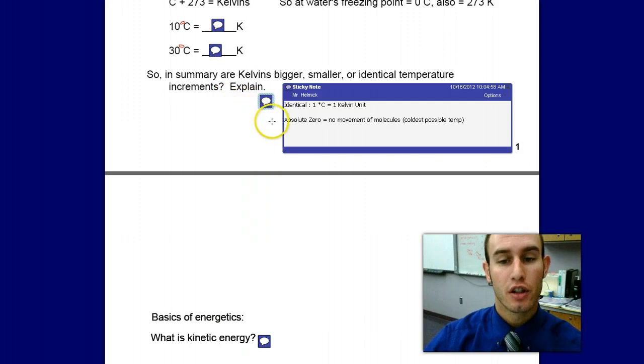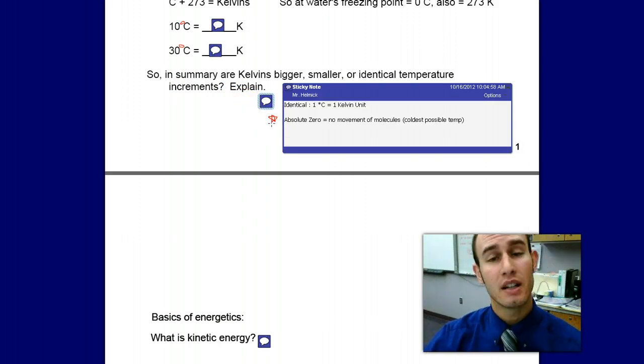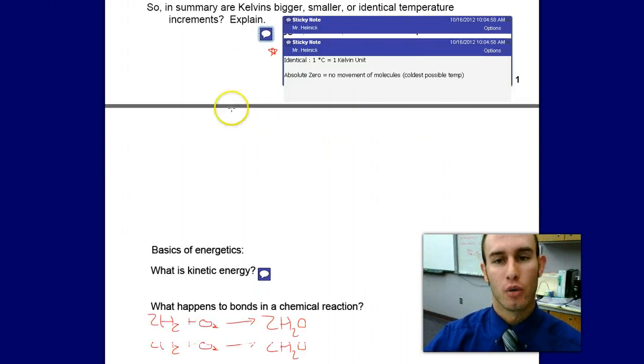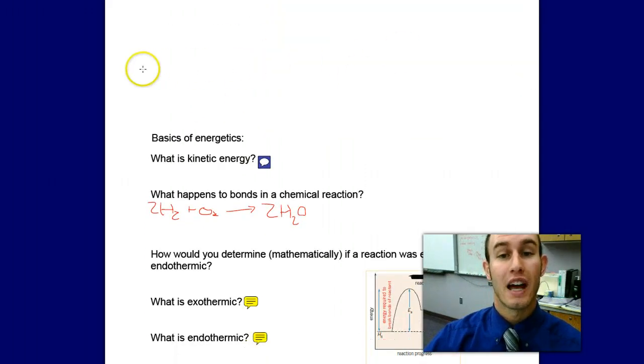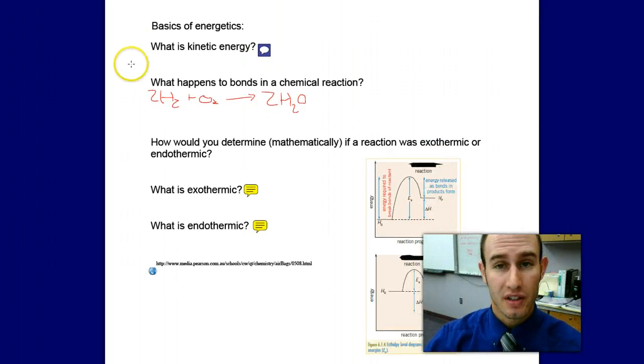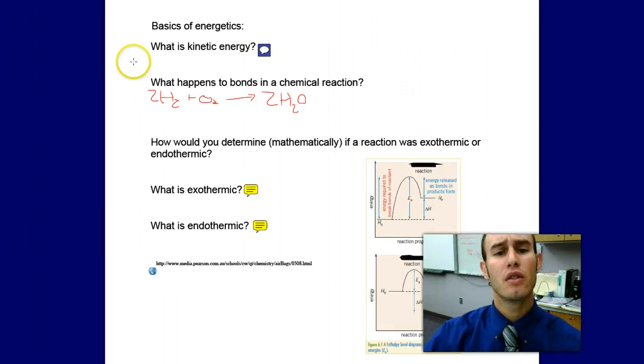Something else I want you to know and be familiar with is absolute zero. When you hear that, what does that mean? Well, it means there is absolutely no movement of particles. And do we ever reach that? No. Almost in outer space, but absolute zero on Earth you will never reach. It's just too much energy to be removed from the system. So continue to move on here.